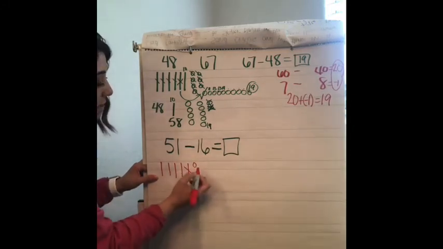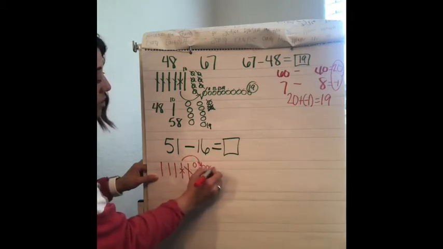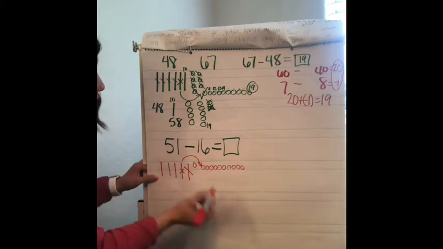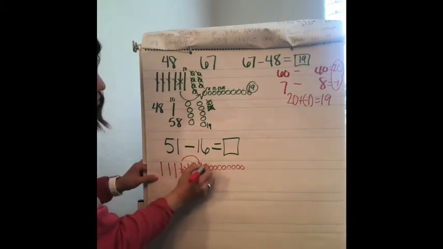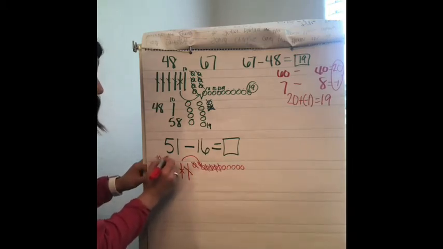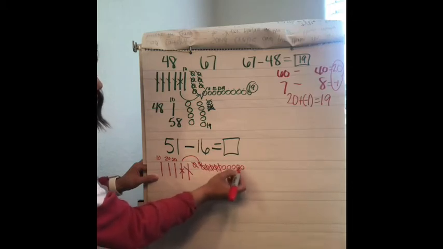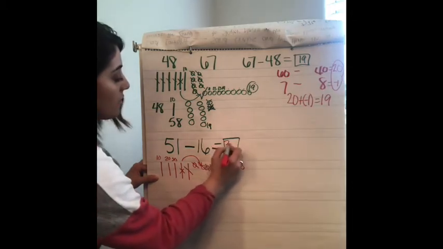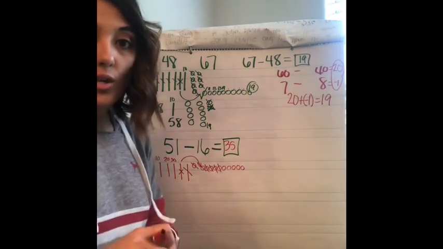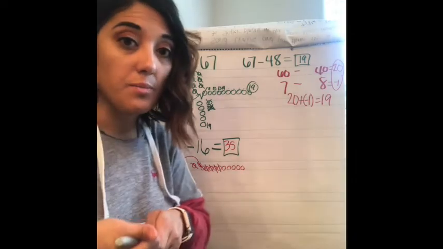So I'm going to take away 10. I can't take away 6. So I need to regroup. 1, 2, 3, 4, 5, 6, 7, 8, 9, 10. And I'm going to take away 6. 1, 2, 3, 4, 5, 6. And then count out what I have left. 10, 20, 30, 31, 32, 33, 34, 35. Okay, so the answer there would be 35. And that would be with drawing it out, direct modeling.